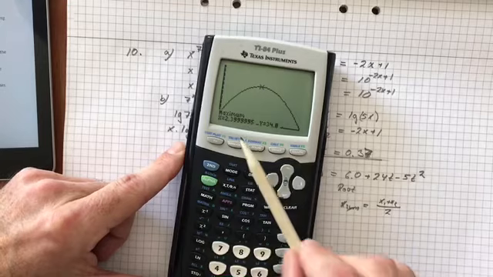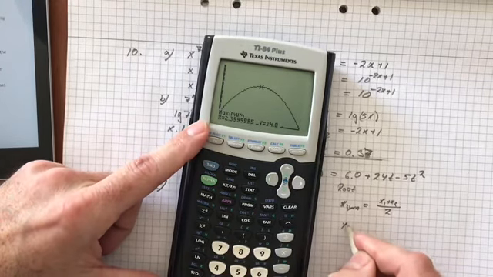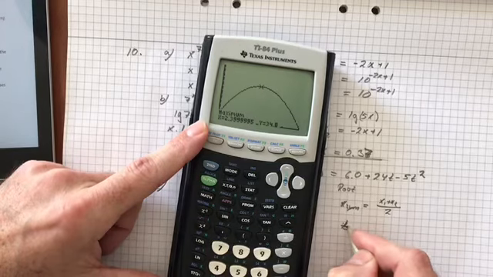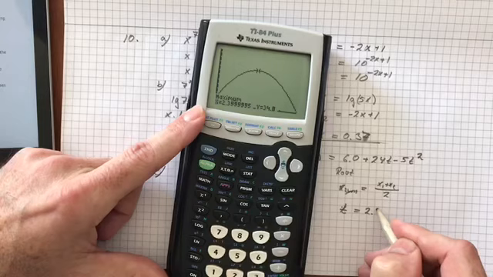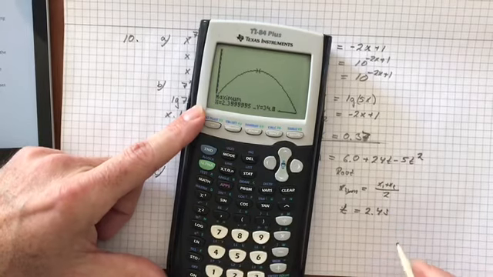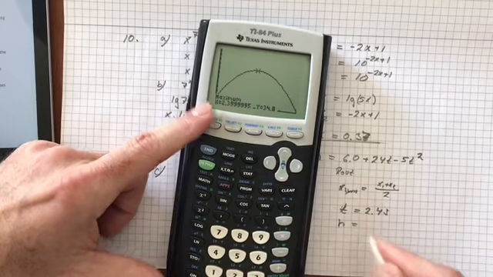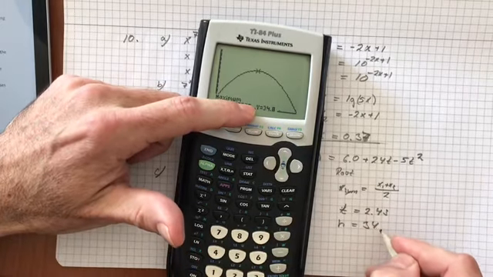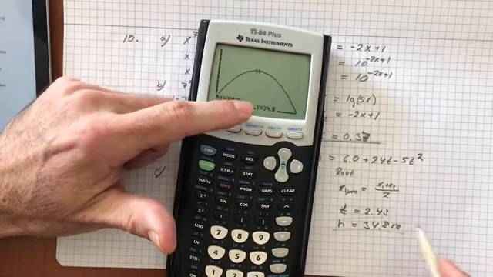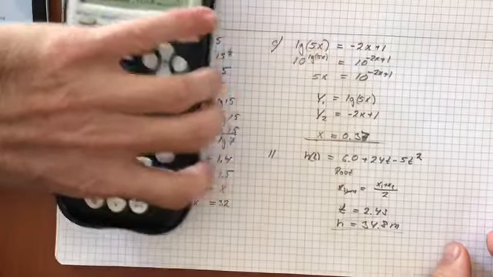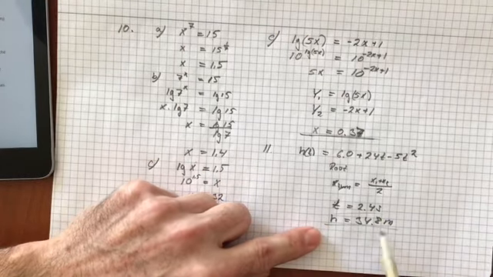And the answer will be that x, or the time actually, so now I write t as in time, is 2.4 seconds. And then the height h is equal to 34.8 meters. And this is the answer. Now, if you use your calculator, you have to comment about it. You just can't have the answer.